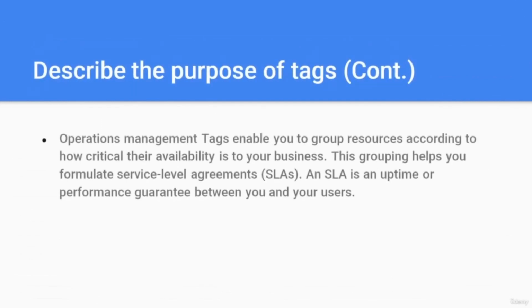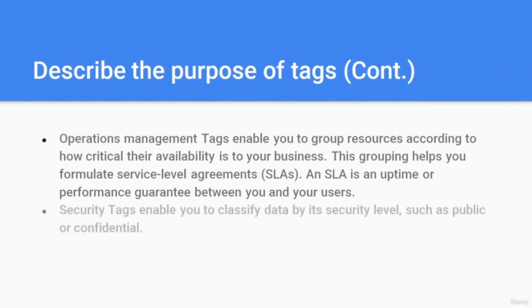Operations management tags enable you to group resources according to how critical their availability is to your business. This grouping helps you formulate service level agreements (SLAs). An SLA is an uptime or performance guarantee between you and your users. Security tags enable you to classify data by its security level, such as public or confidential.